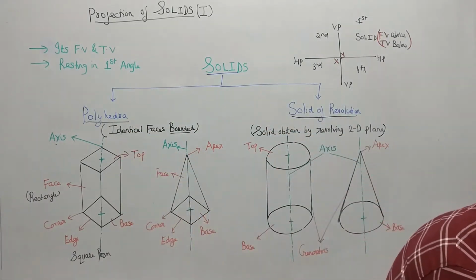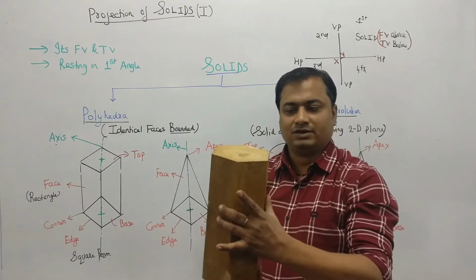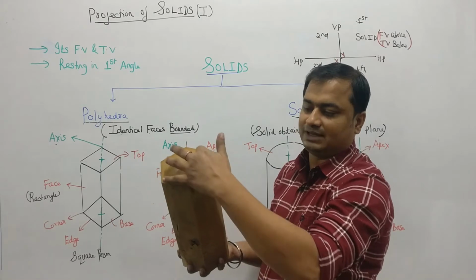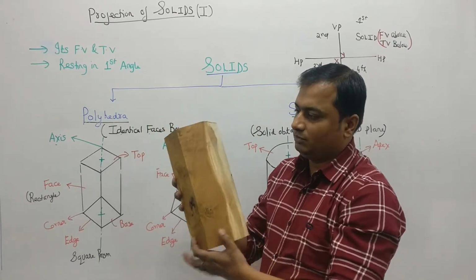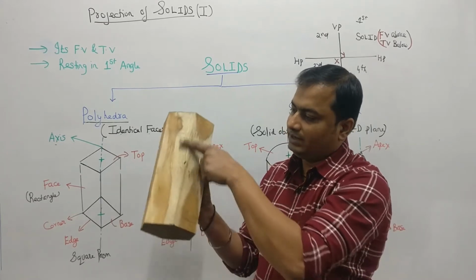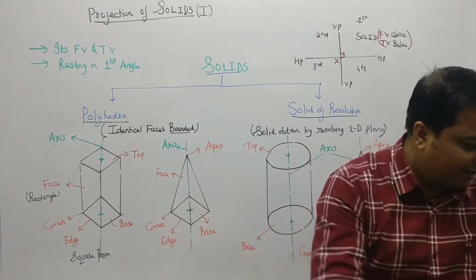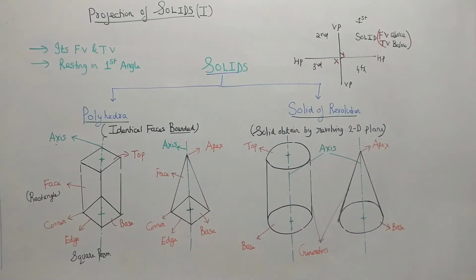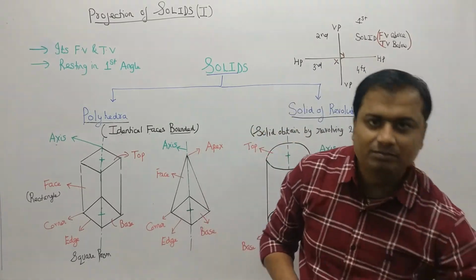Similarly, if I change the top and base structure to hexagon, this will be my hexagonal prism. Top hexagon, base hexagon, right? The face is always a rectangle, so the number of faces will be 6, and this is the longer edge, this is the smaller edge, and this is the face. So it will be a square prism, a pentagonal prism, or a hexagonal prism.